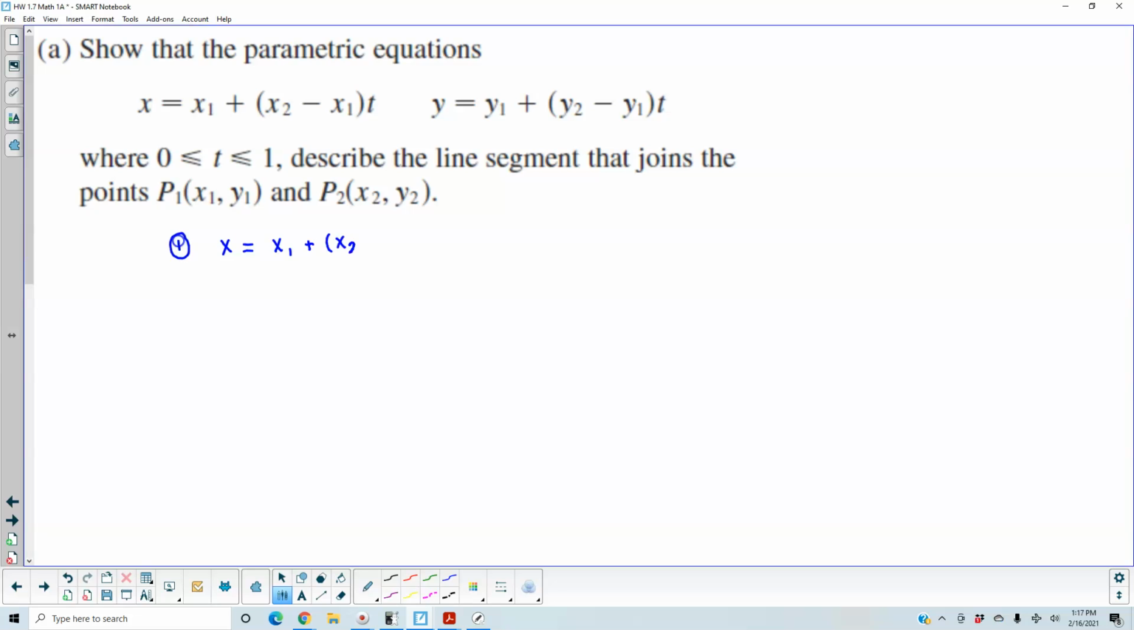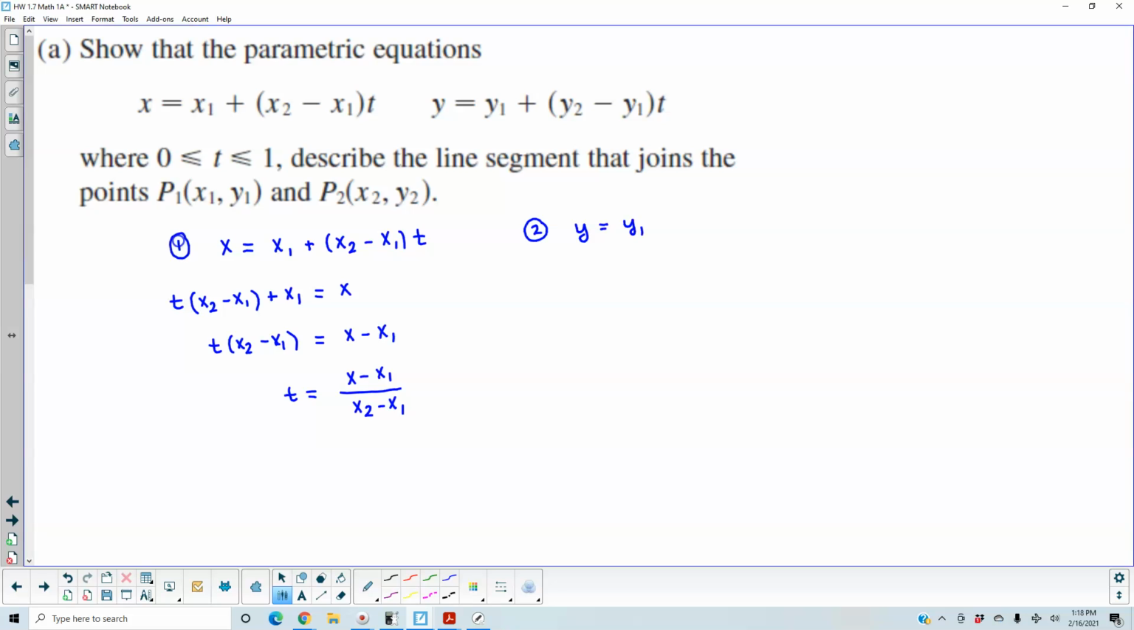First thing we want to do is solve for t for both of them. So if I want to solve for t, I'm going to put t on this side, so it's going to be t times (x2 minus x1) plus x1, and that's equal to x. So if we subtract x1 from both sides, we get t times (x2 minus x1) equals x minus x1. And then solving for t by dividing both sides by x2 minus x1, we have (x minus x1) over (x2 minus x1).